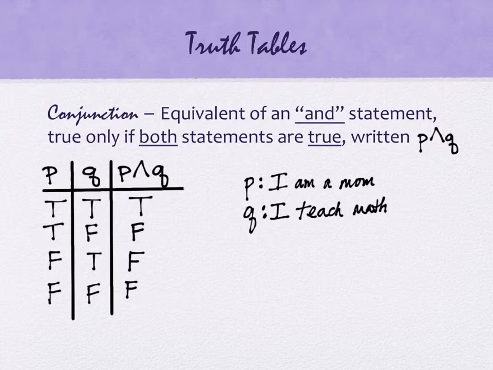So take a look back up here at what this said. It says a conjunction is true if both statements are true, and notice that is the only true value in my conjunctive column. So the only place that it happens is if both of the pieces are true. All right.